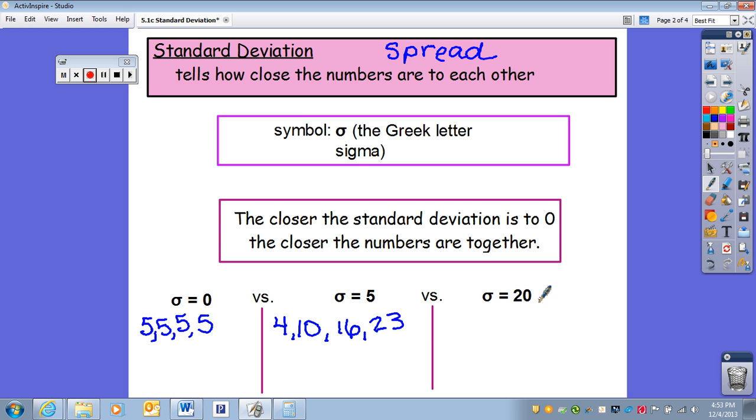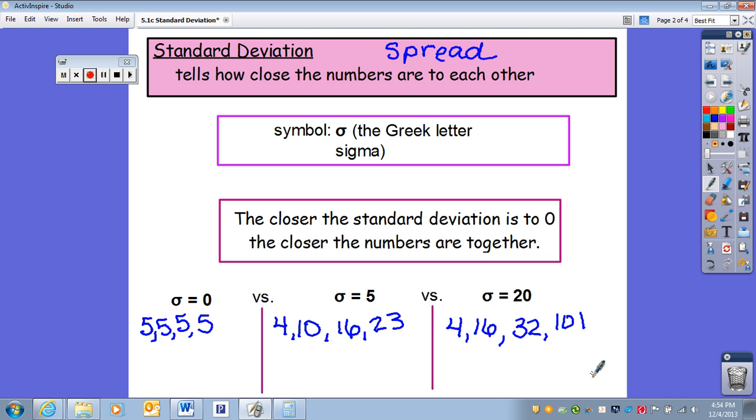Now, if you were talking about a standard deviation of 20, that would mean that the numbers would be quite spread apart. For example, if I had the numbers 4, 16, 32, and 101, they would be quite far apart, and so they would have a large standard deviation.